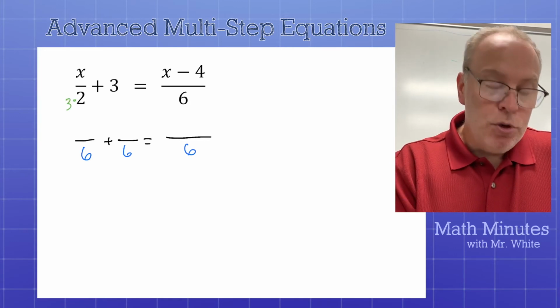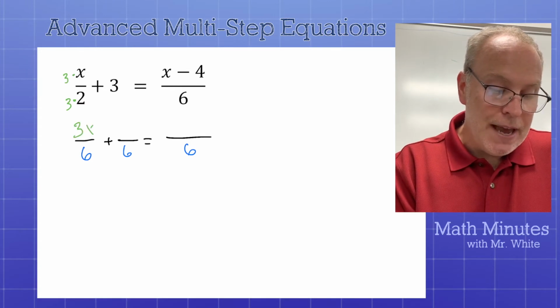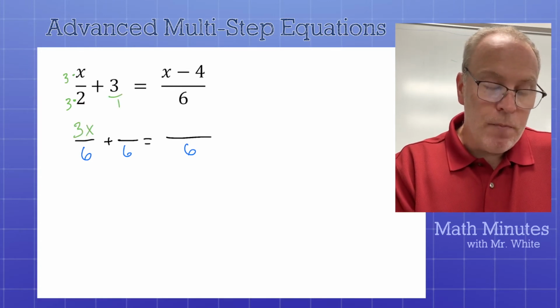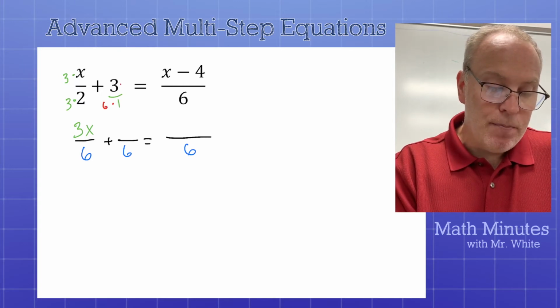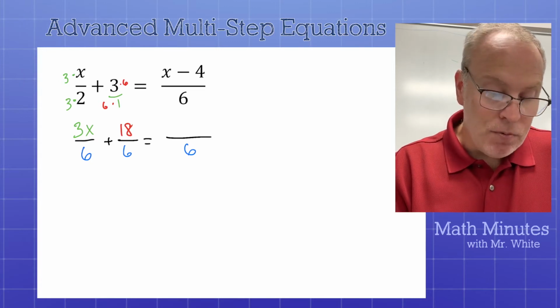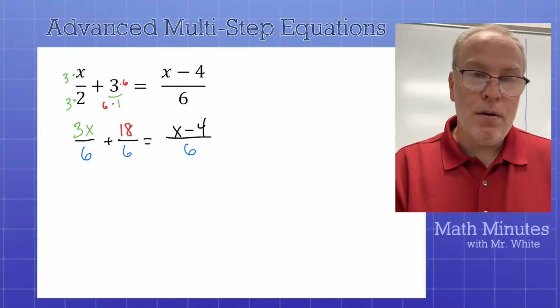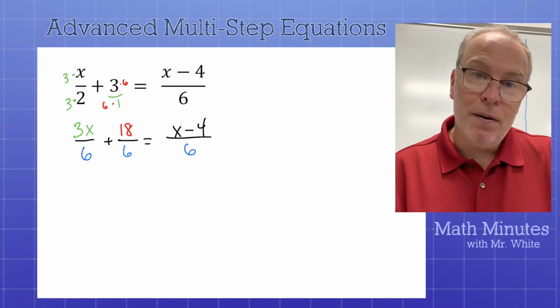So 2 times 3 is how I made 6, so we have to multiply the top also, so 3x. So how do we go from a 1 to a 6? That would be multiplying by 6. So we have to multiply the top by 6. That's 18. Now the left side was already there. So the right side was already there. So there's nothing I have to do there.